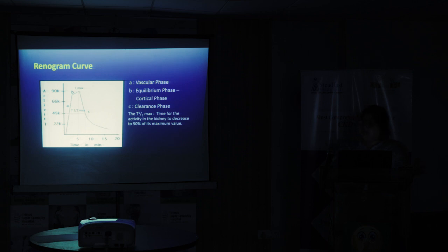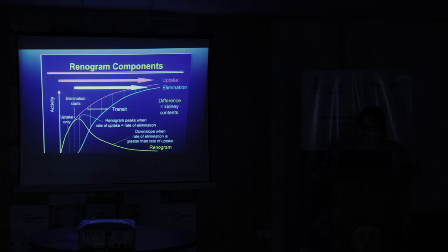And there's a lot of significance of this T half max, because a lot of the question of whether a kidney is obstructed or not is based on it, right? The T stands for time, half max. So it is the maximum counts and the time it takes to halve the total number of counts in the kidney. So that is the T half max.